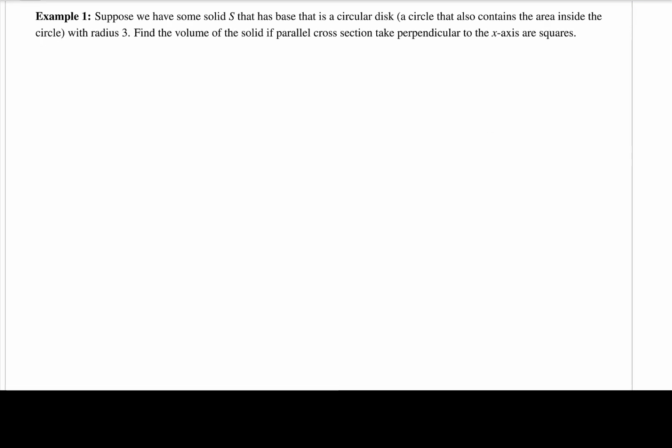Now let's look at another problem, example 1. So for this example, we have a solid S that has a base that is a circular disk with radius 3. So let's talk about what a circular disk is. A circular disk is whenever we take a circle and we include the interior of it. So what I mean by that is we take our circle with radius 3. Right, so it's going to look something like this.